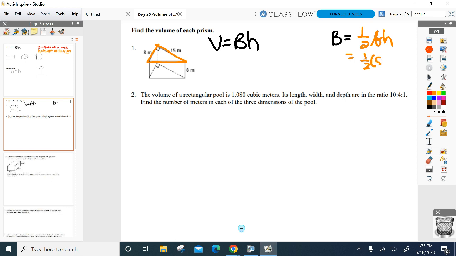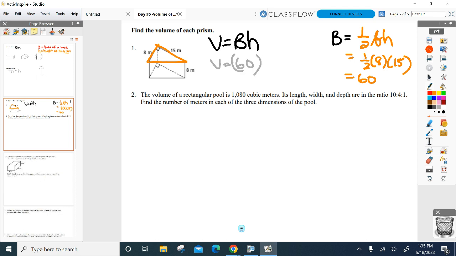It's the 2 legs. No need to do Pythag here. Legs equal base and height of a right triangle. So that ends up being 60. So there's big B. Big B is 60.